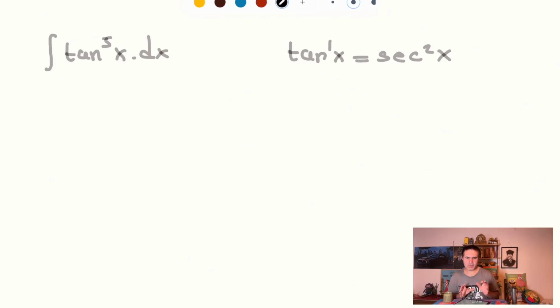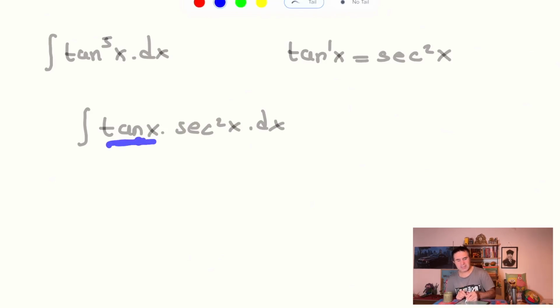Before we begin the integral of tangent to the power of 5x, I want to show you how the relationship between the derivative of tangent x and secant square of x can be used. Think that we have an integral as tangent x times secant square of x dx. This tangent x may have any power, it's not important here. What is important here is that the derivative of tangent x is secant square of x.